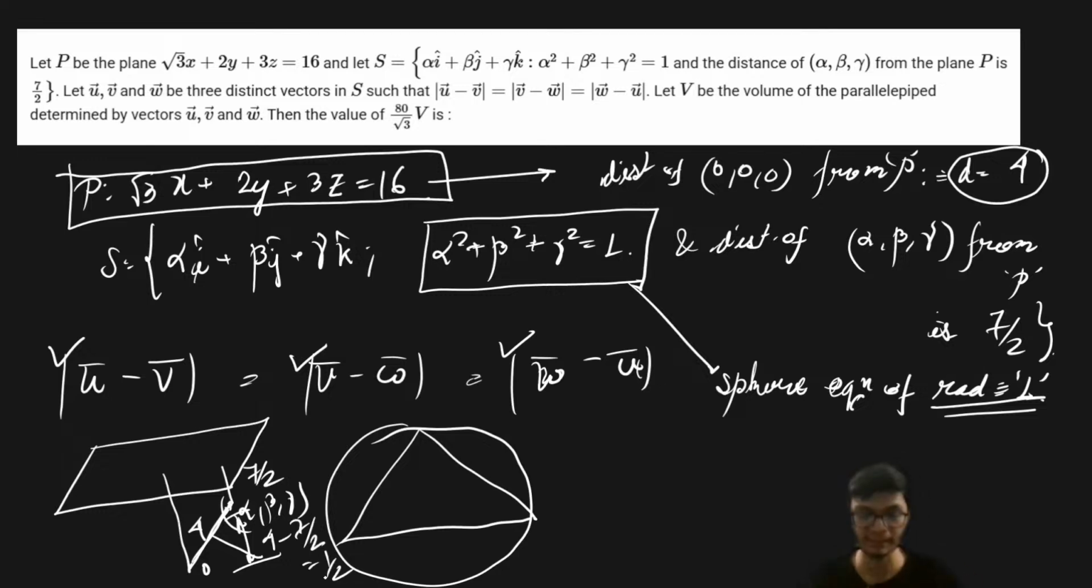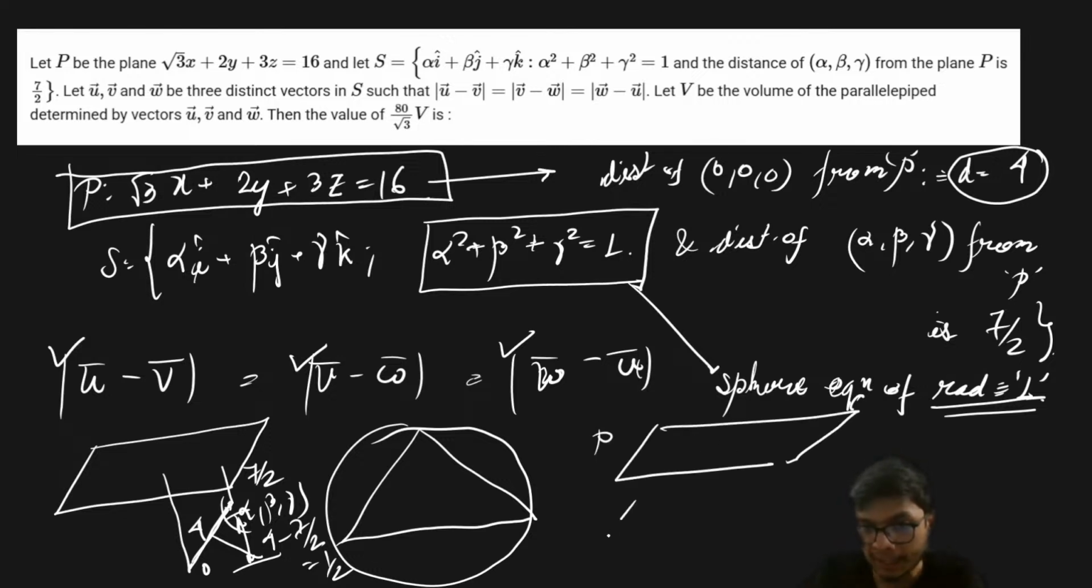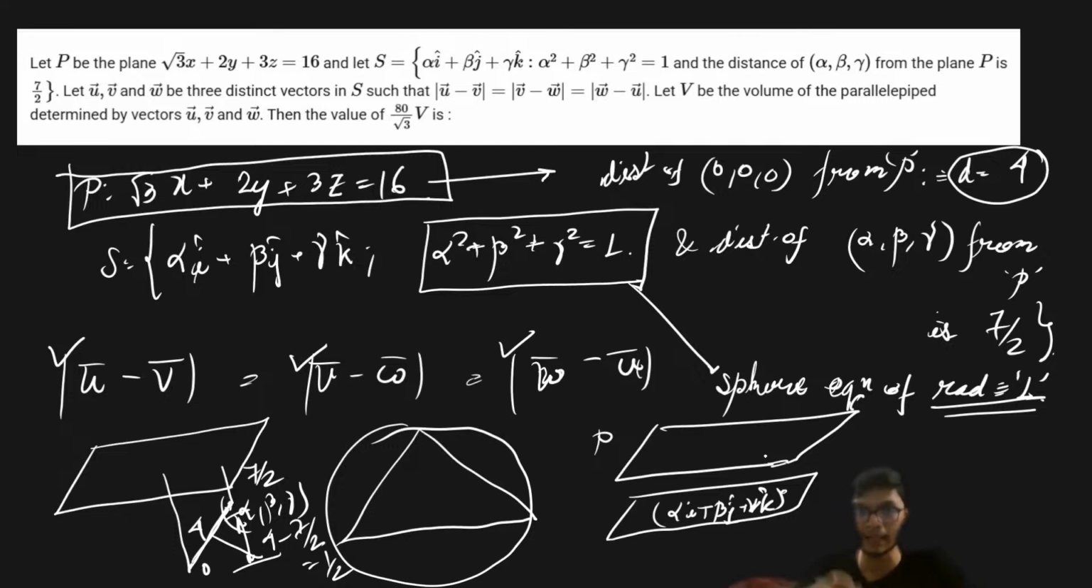So what you understand from here is that I have the plane P, and the plane which contains this vector alpha i cap plus beta j cap plus gamma k cap, the plane containing alpha, beta and gamma, is at a distance of half from the origin, and the plane P is at a distance of 4 from the origin, right? What is more crucial to understand, and more interesting, is that these two planes are parallel planes.